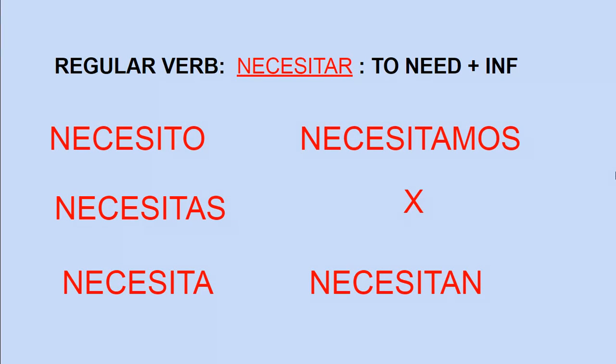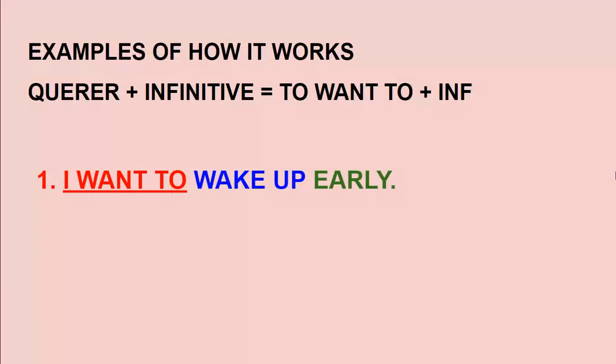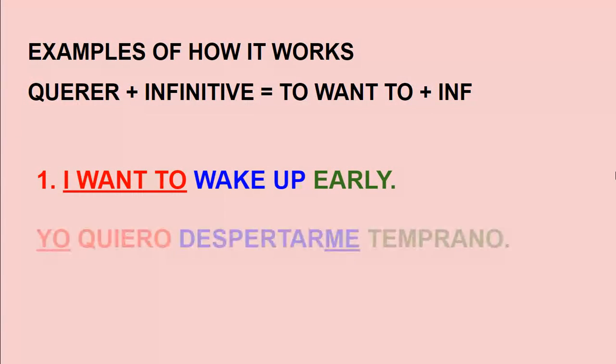So we're going to do a few examples. So the first one, this is how it works, okay? Querer plus infinitive means to want to plus infinitive. So I want to wake up early. So the infinitive is to wake up. So I hope you have your green vocabulary page out because you're going to be needing to use the vocabulary. So this one says, I want to wake up early. Yo quiero despertarme temprano. Again, if the infinitive is a reflexive verb, then we're going to have to make it match the subject pronoun of the first verb.